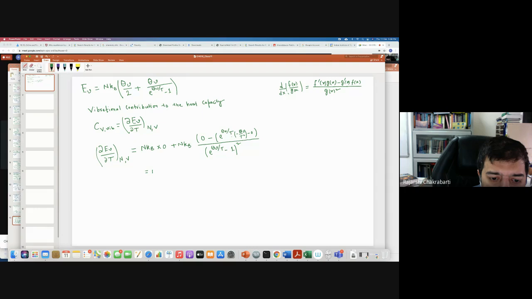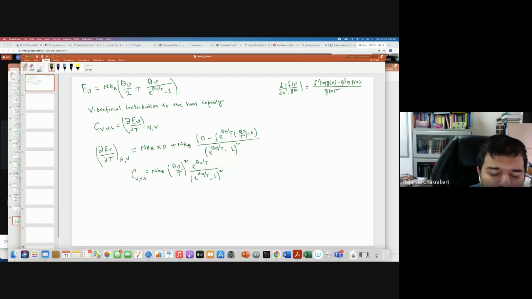So this is clear, what I've written here. So this is going to be n kB. This minus minus will become plus. So I can say this is theta v by T whole square, exponential of theta v by T, over exponential of theta v by T minus 1 whole square. And this is your C V.